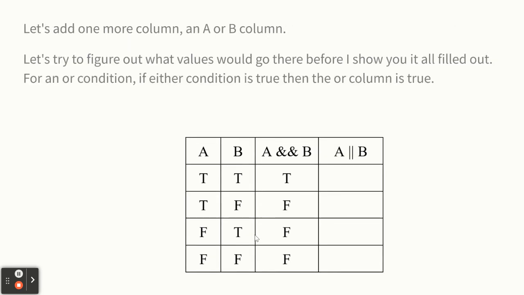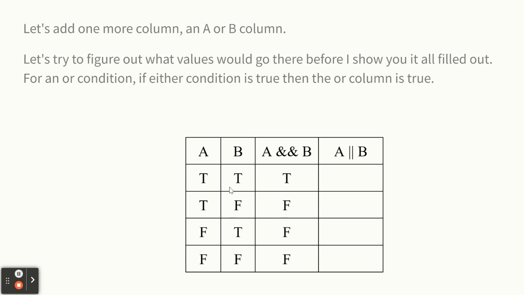We're going to do another column, an or column. Or is a little different, a little more forgiving. If either A or B is true, then the or will be true, right? That's just how an if statement would work. If you said if A is greater than 0 or A is less than 7, if either were true, then the whole thing would be considered true.